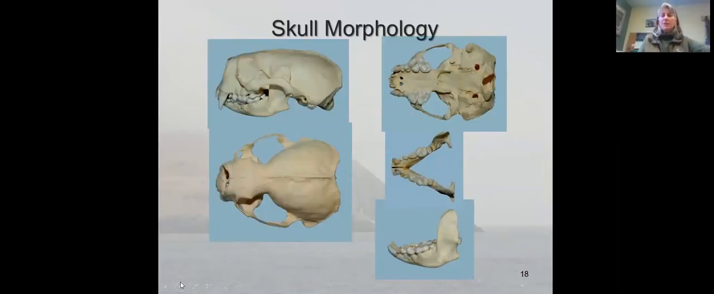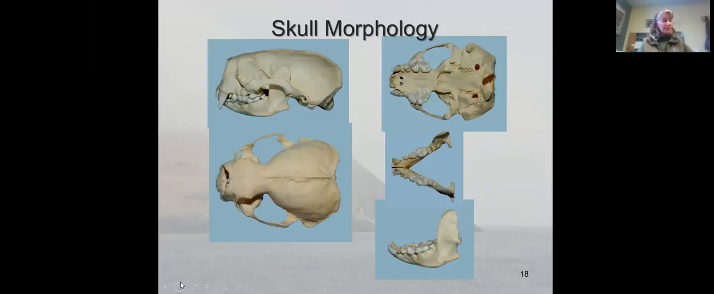Skull morphologies. River otters are adapted to catching fish. They have very sharp, pointed teeth. They have a very fast movement pattern. Sea otters have these flattened molars. They're built for crushing and breaking into shelled invertebrate prey. They don't need to be necessarily fast swimmers like a river otter.